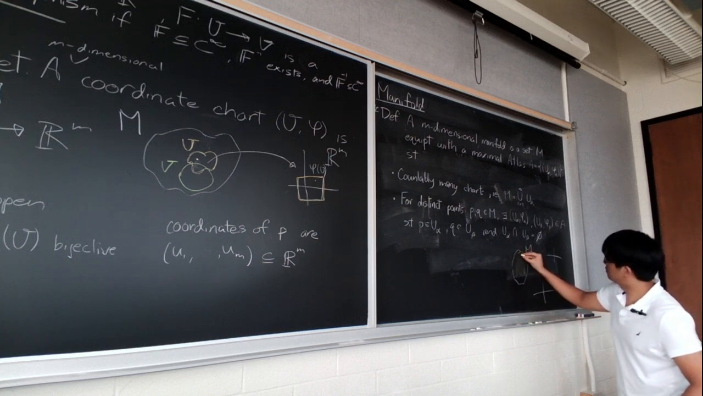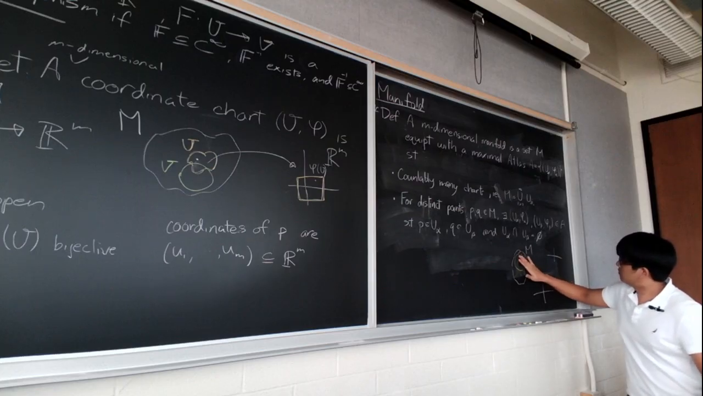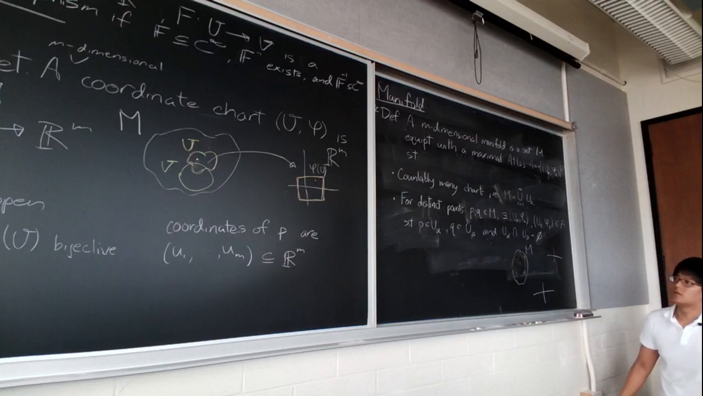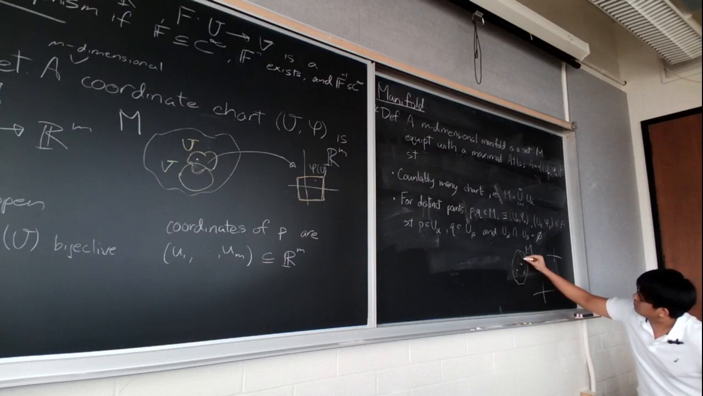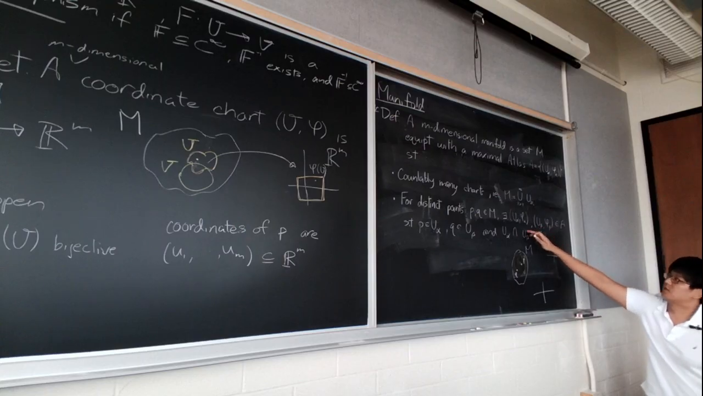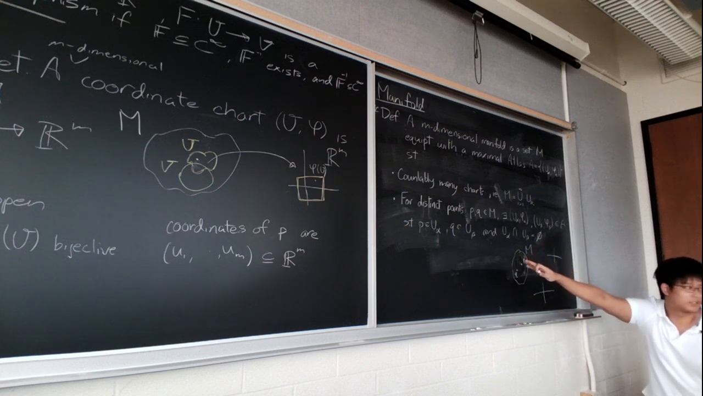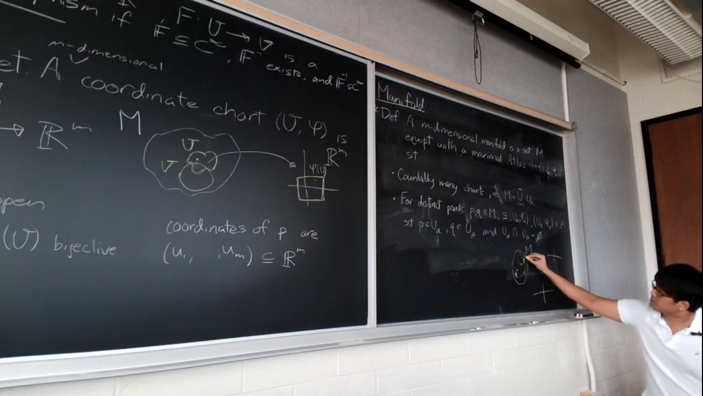So you want to say, let's take any two points. Read the statement: for distinct points P and Q in M, there exist two charts, (U_alpha, phi_alpha) and (U_beta, phi_beta), such that P belongs to the first, Q belongs to the second, but overall they don't intersect. Good, so draw how this looks.